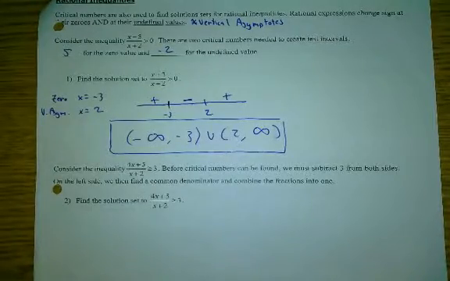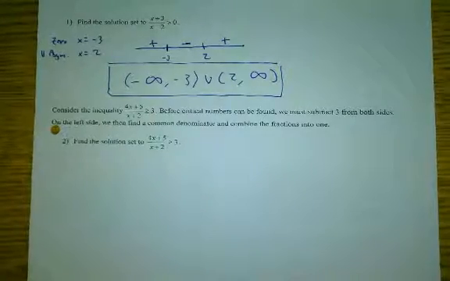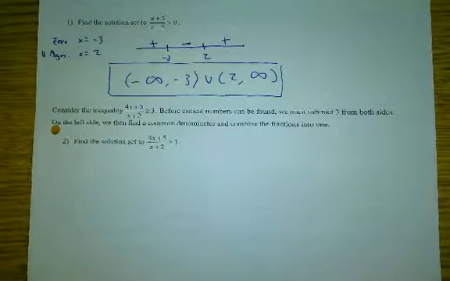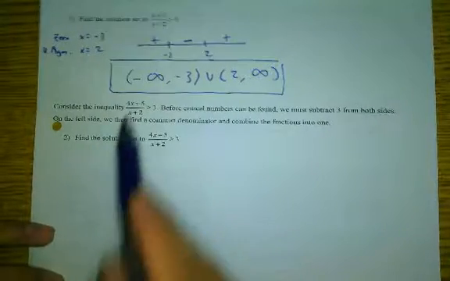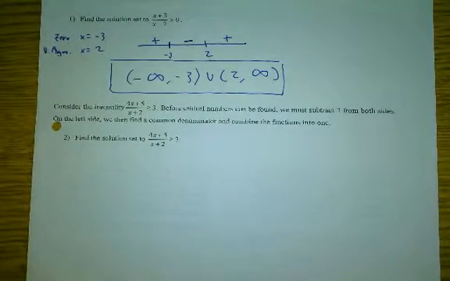Absolutely. Okay? So, consider the inequality 4x plus 5 over x plus 2 is greater than or equal to 3. Before critical numbers can be found, we must subtract 3 from both sides. On the left side, we then find a common denominator and combine the fractions into 1. So in other words, you've got to bring everything to one side and make it one common fraction. Okay?